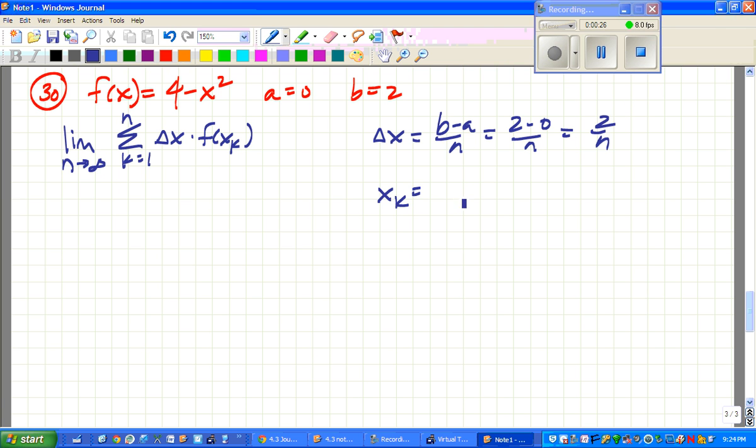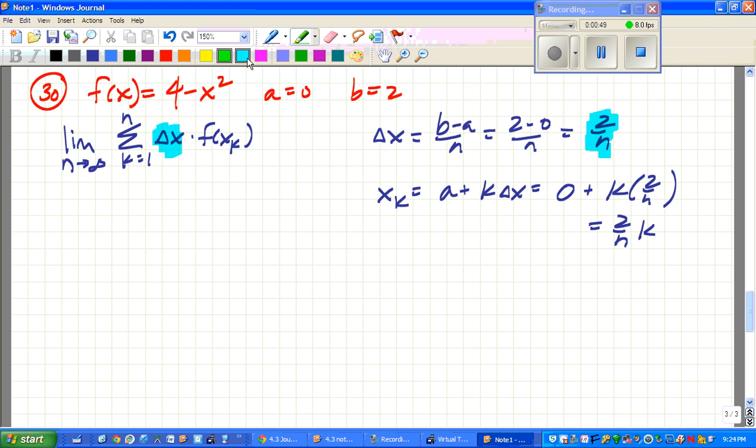X of k, for that one, we're just taking a plus k times delta x. So we have 0 plus k times 2 over n. So really, we're left with 2 over n times k. So we're substituting those things in. So 2 over n is going in for delta x, and 2 over n k is going in for x of k, which really means it's going into the original function in the place of x.